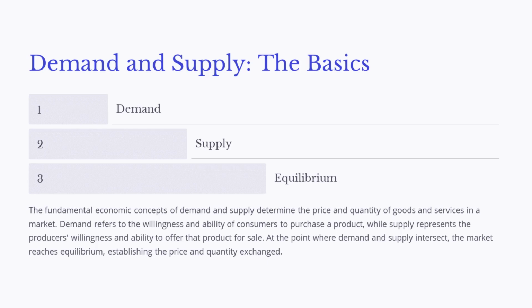Demand and supply are the fundamental economic concepts that determine the price and quantity of goods and services in a market. Demand refers to the willingness and ability of consumers to purchase a product. Supply represents the producer's willingness and ability to offer that product for sale. At the point where demand and supply intersect, the market reaches equilibrium, establishing the price and quantity exchanged. This slide introduces the key elements of demand, supply, and equilibrium that will be explored in more depth in the following sections.